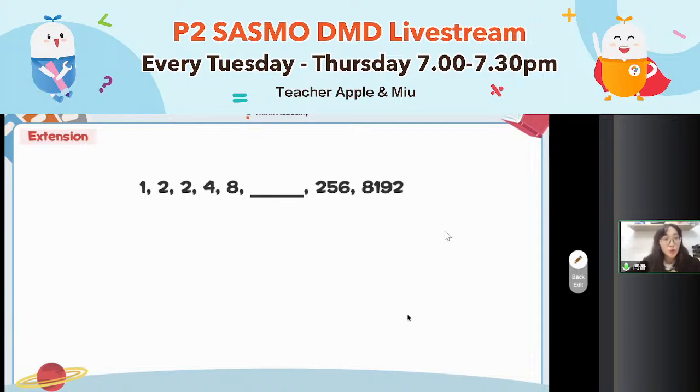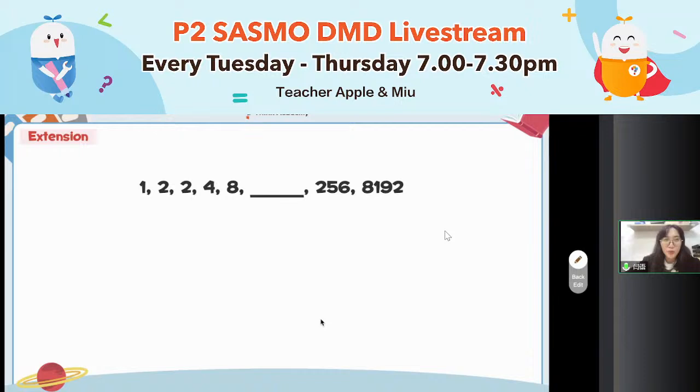1, 2, 2, 4, 8, and then 256, and then 8,192. Think about it. What is the missing number here? Oh, so fast, Evan. What is the missing number? 32. How can we get 32?